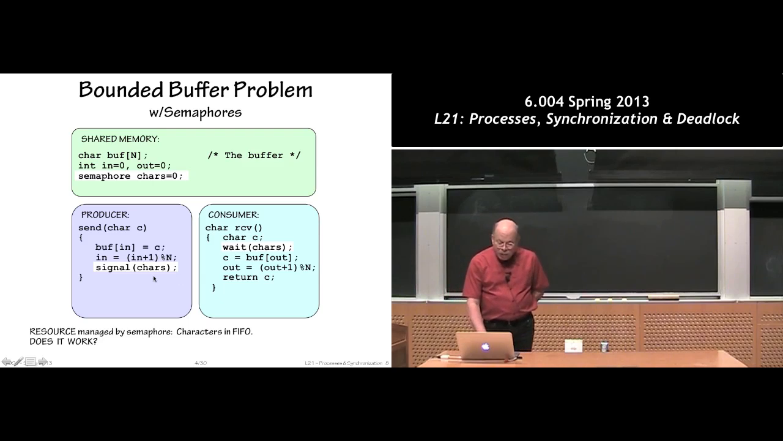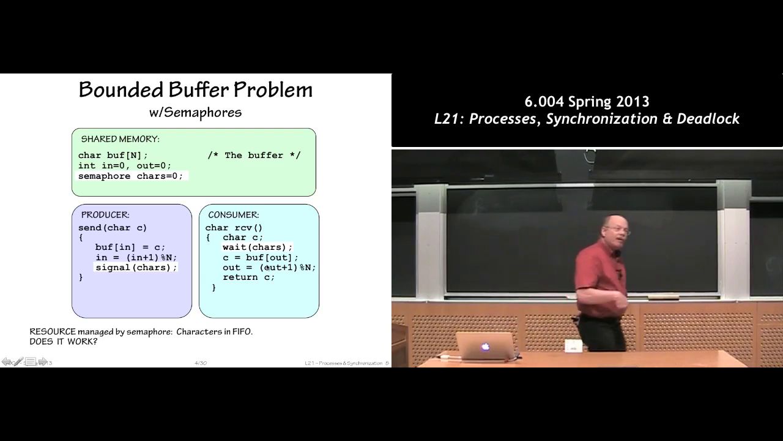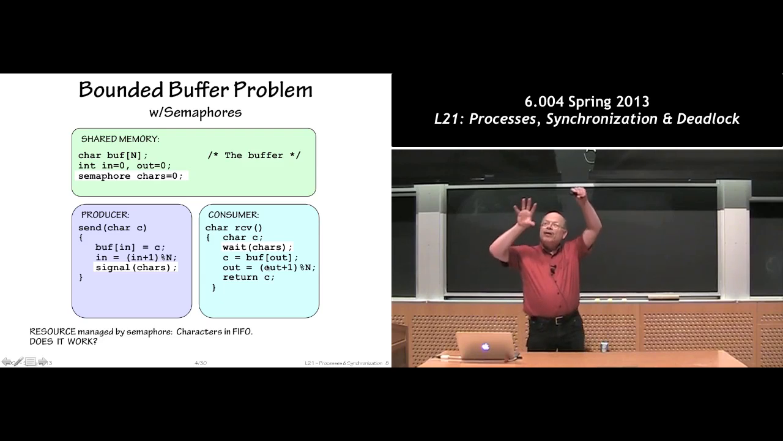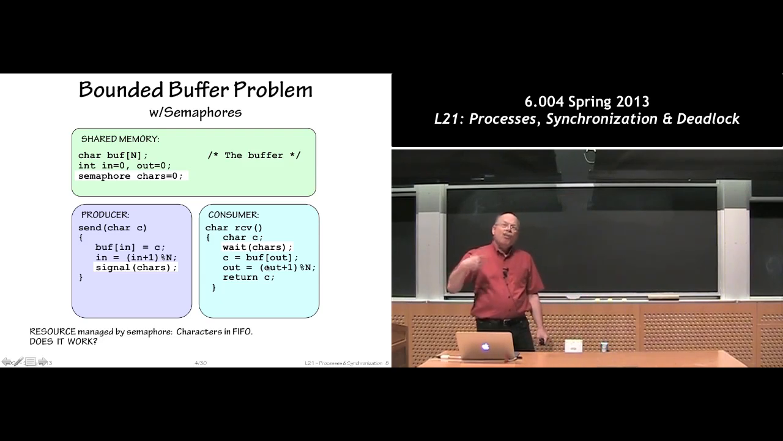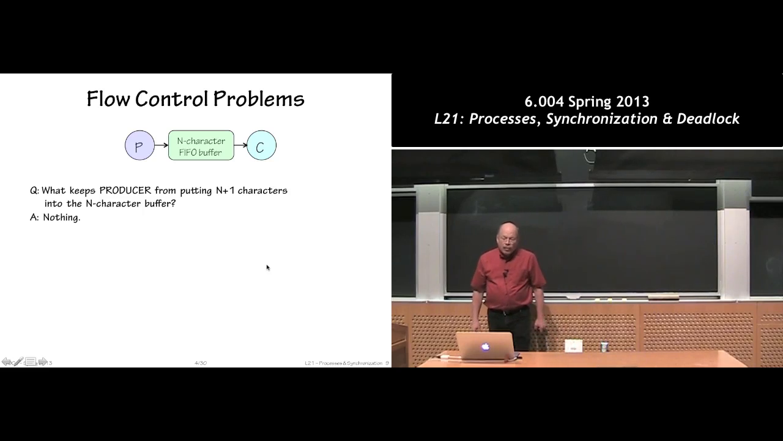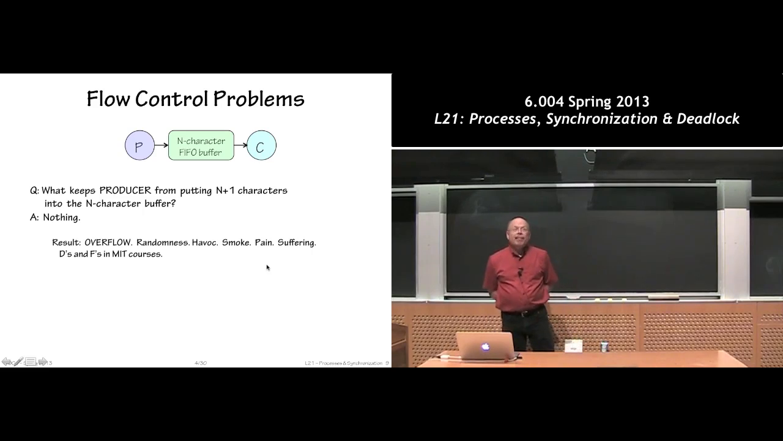There's nothing in here that prevents the producer from producing too many. The consumer is guaranteed not to consume anything that's not there, but there's nothing in this code. So there's one precedence constraint, right? We wanted the ith receive to happen after the ith character had been sent. But now we have to make sure that the producer doesn't produce more than n ahead, right? Because otherwise the buffer will overflow. Right? And so the answer is, well, nothing prevents this from happening, and that's usually bad.